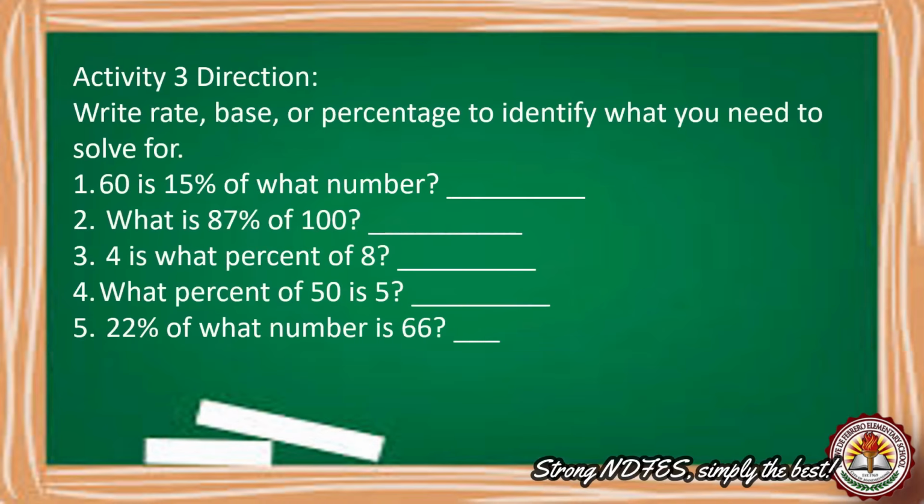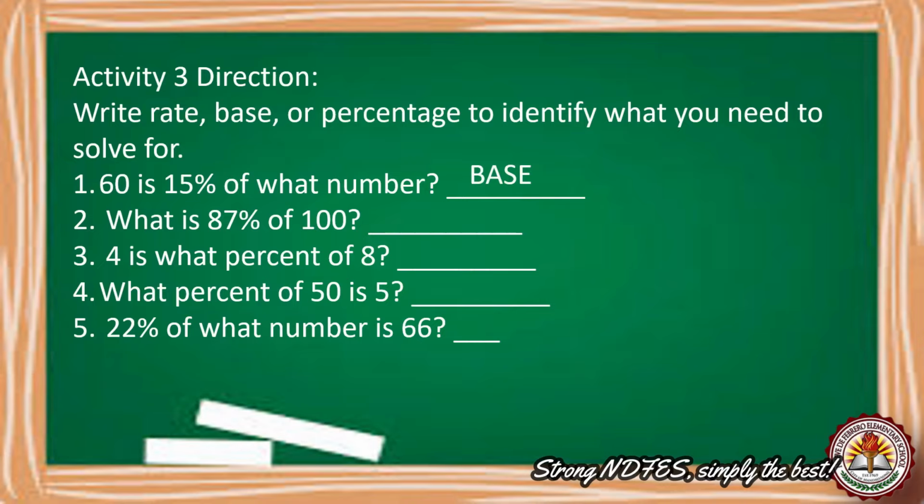Okay, children, for our last activity, activity number 3, direction. Write rate, base, or percentage to identify what you need to solve for, or simply find out what is the missing element. Number 1. 60 is 15% of what number? Again, I will give you only 5 seconds. Time starts now. Go. Okay, time's up. So, if your answer is base, that is correct.